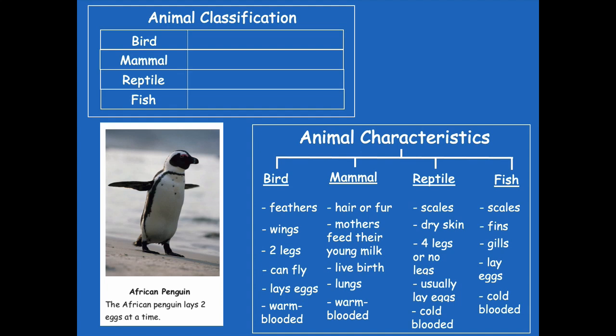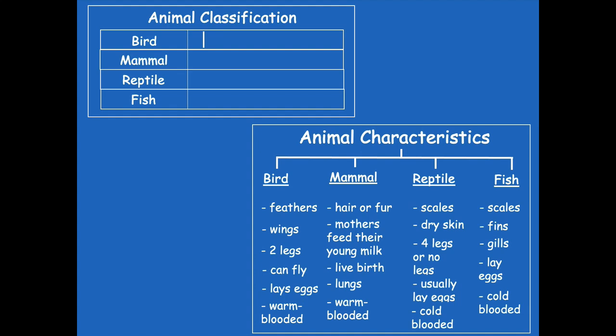So this one could be a little bit tricky, but because it lays eggs and it has feathers and it's warm-blooded, we could say it's a bird. Okay, so we have a bird is our first one. So we're going to record it with 1 tally mark.